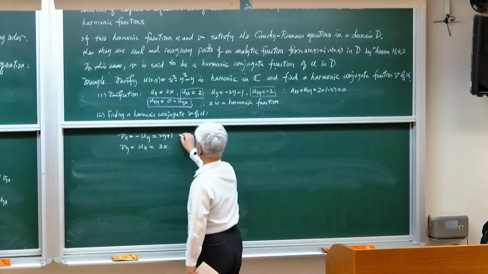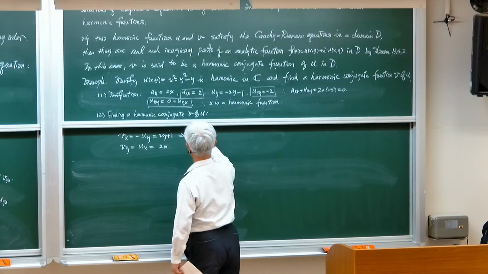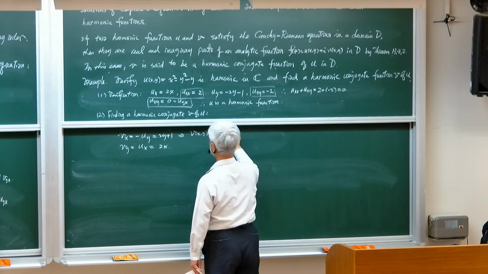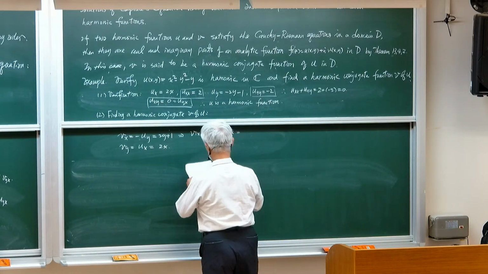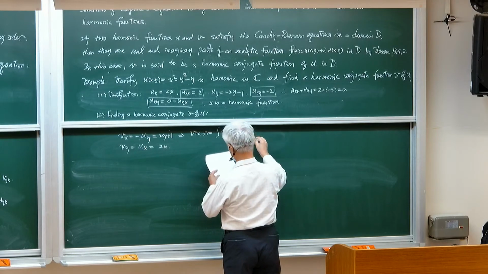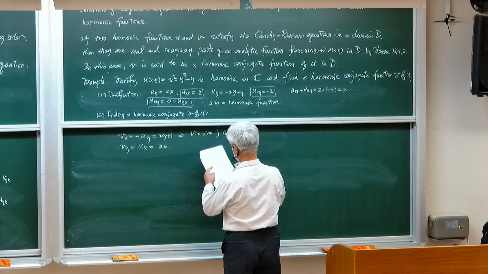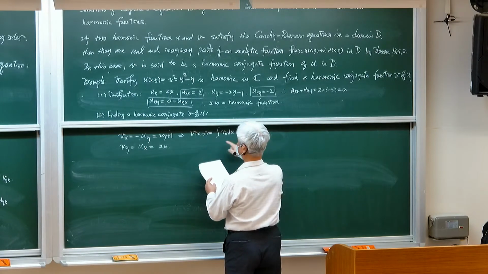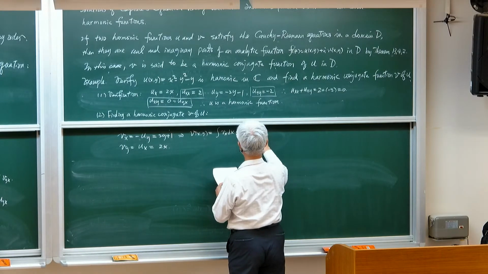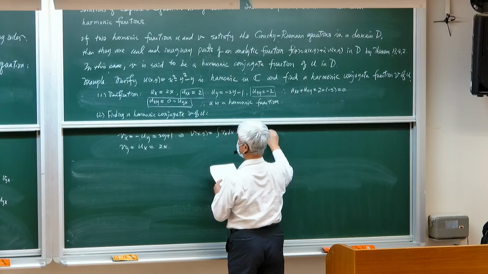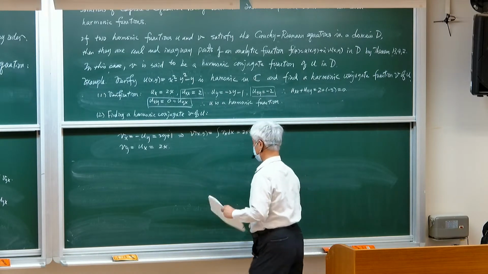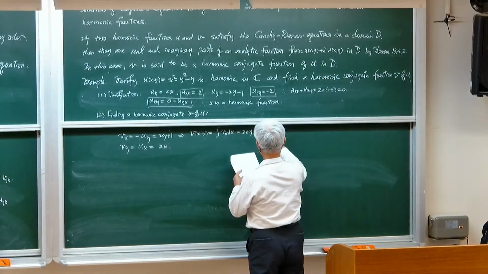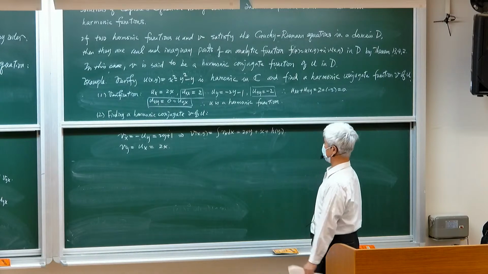Now we integrate v_x with respect to x, so we have 2xy plus x plus a constant, which is a function of y here.